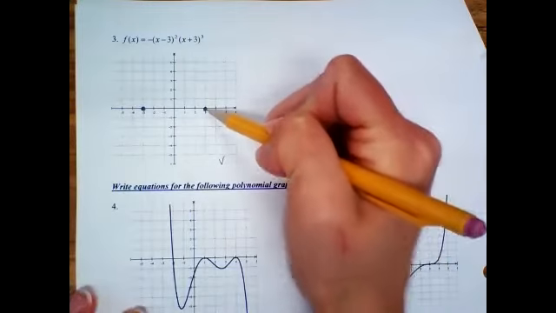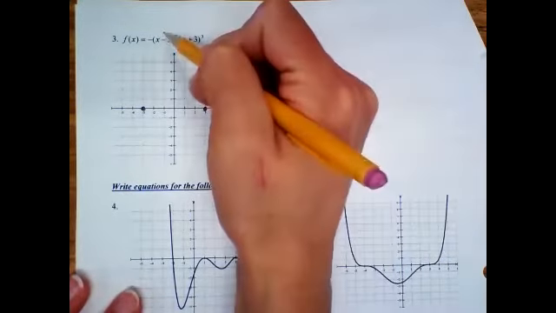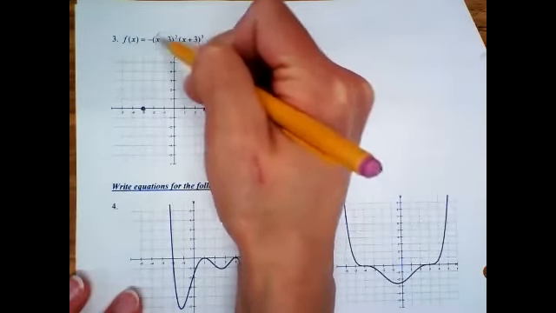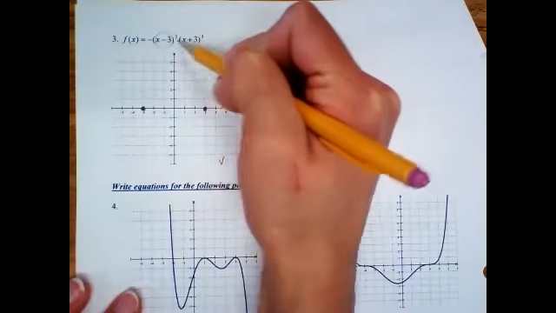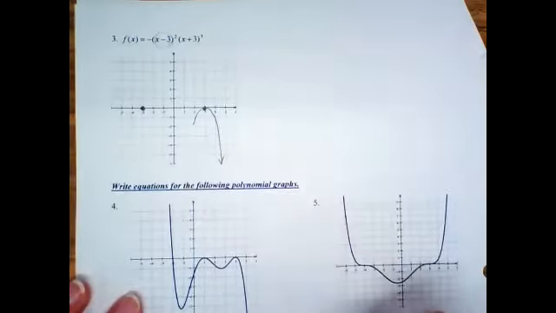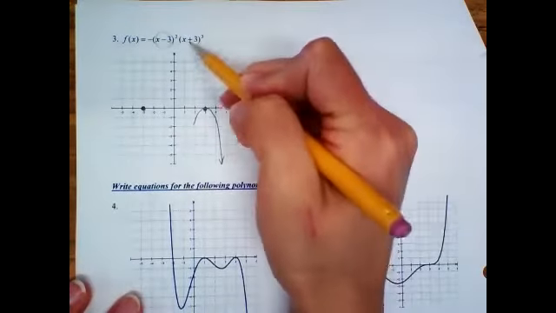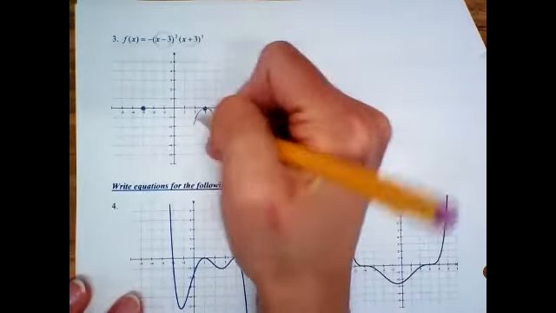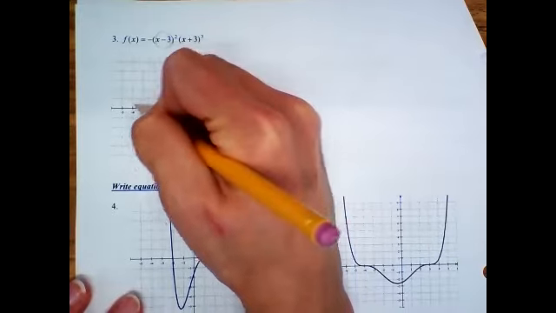Now, when you connect to the +3, that comes from this factor. Does that make sense? 3 minus 3. Okay, so that's squared. We're going to bounce. And then at the other one, the -3 that comes from this factor, it's cubed, so we're going to wiggle.